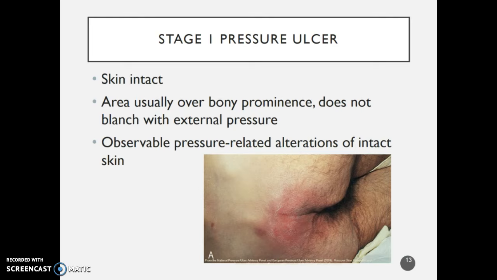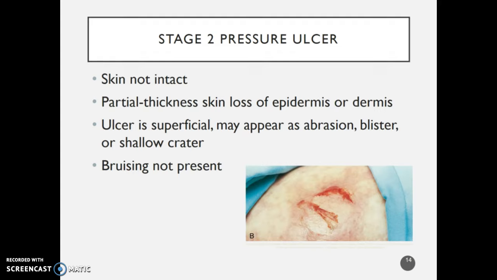These are just ways to determine which stage you're dealing with. A stage 1 is not broken, is one of the key things to note about it. Stage 2 is when the skin actually begins to break open with a partial thickness skin loss of the epidermis or dermis, but it's usually more superficial.